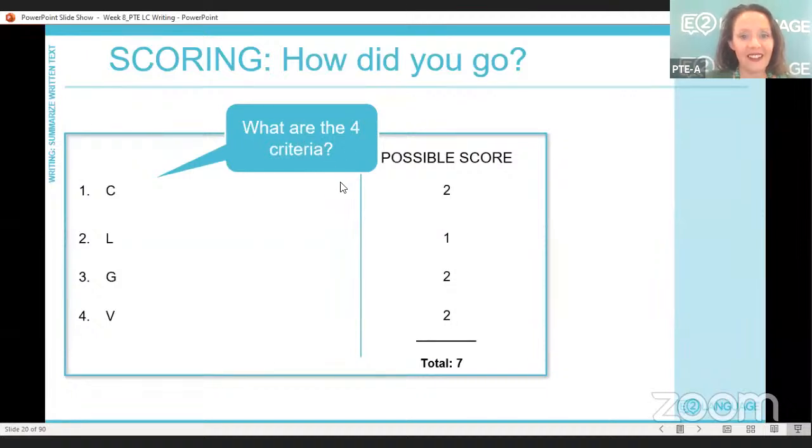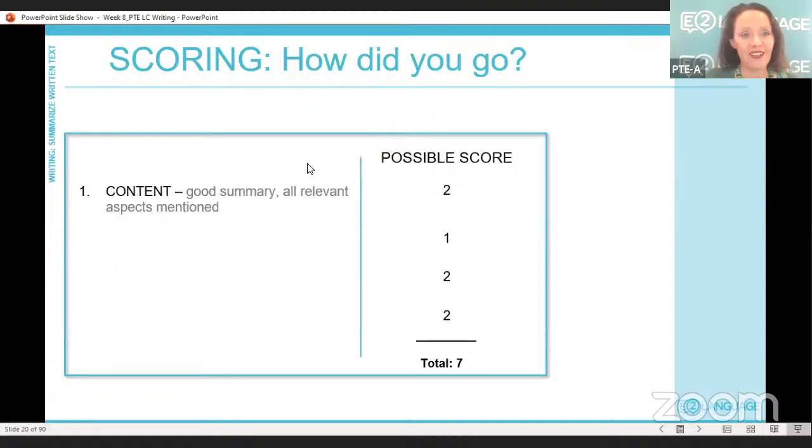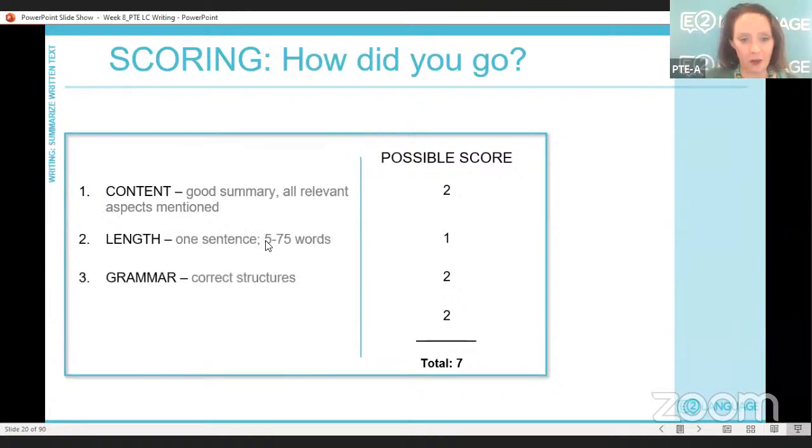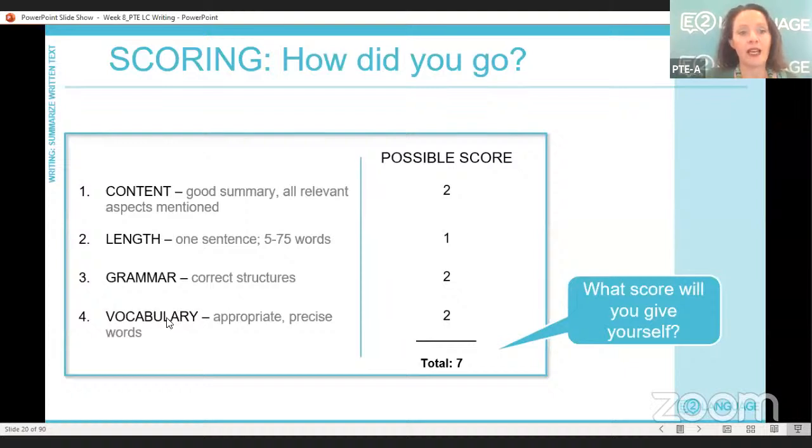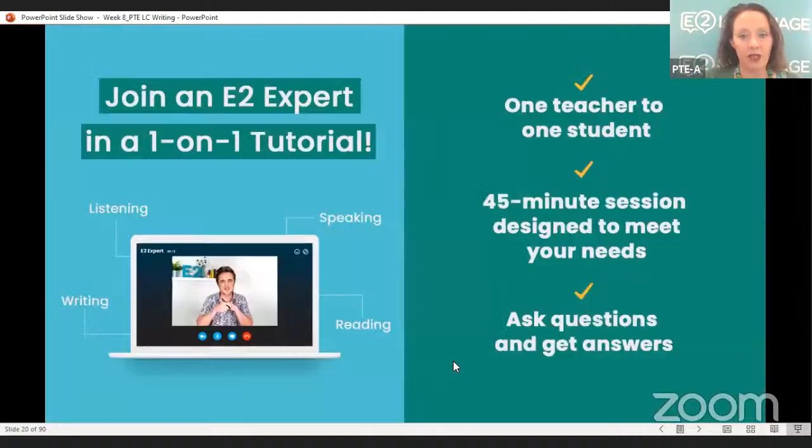All right, so here is the total you can get, 7. So give yourself a possible score. So first one, content. If you got at least 3 or 4 of the main ideas, you may have got more. That's okay. Give yourself 2. If it was between 50 and 75 words, I'm sure it was, give yourself 1. How was your grammar? Do you think you linked the parts of your sentence well, verb tense, plurals, that sort of thing? And then vocabulary, did you use the words correctly? So total 7.